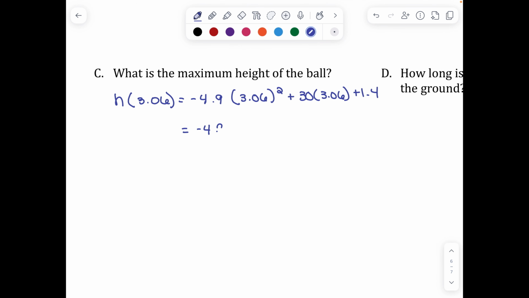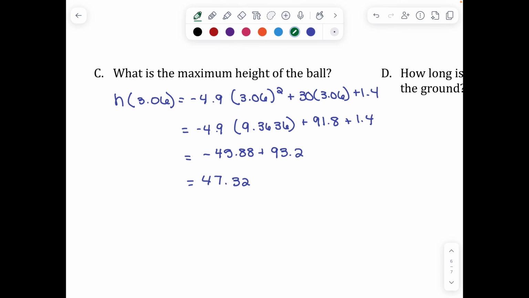This gives me negative 4.9 times 9.3636 plus 91.8 plus 1.4. We multiply and we get negative 45.88 plus 93.2. So we end up with a height of 47.32 meters. So what this means is that the maximum height of the ball is 47.32 meters.